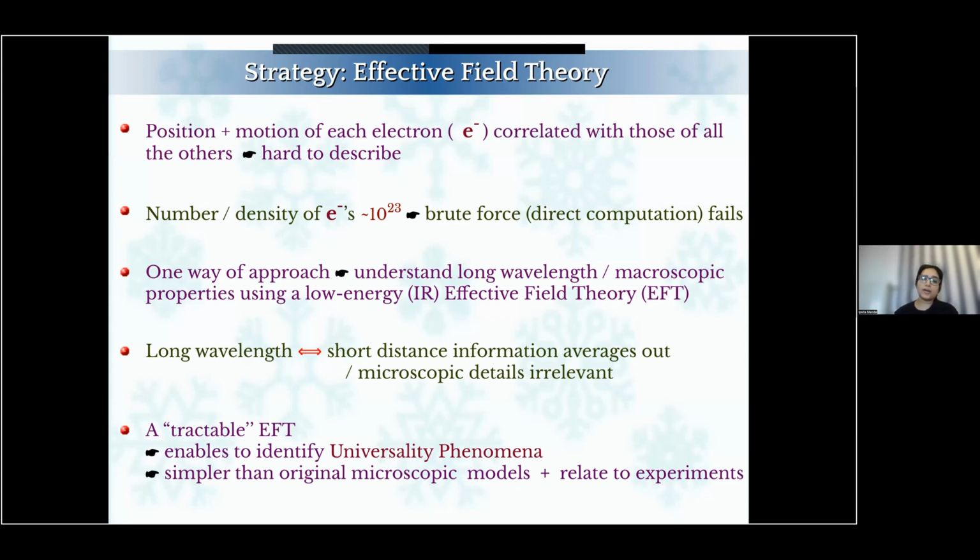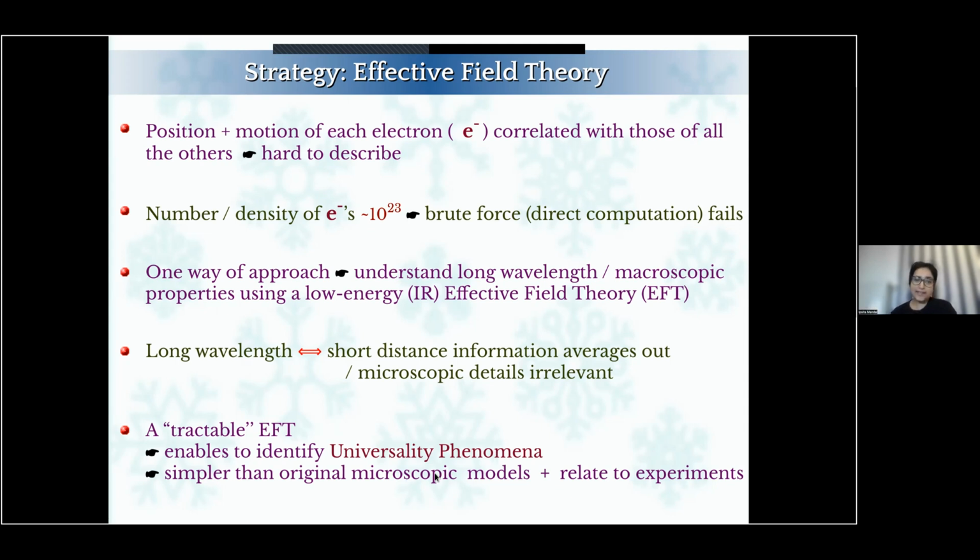Now, when we are talking about long wavelength, it means that the short distance information averages out, or the microscopic details of the systems are irrelevant. And many systems show similar behavior in this long wavelength limit, by which we can divide them into universality classes. Now, if we are fortunate enough to find a tractable effective field theory, or formulate an effective field theory, then that is very useful because then we will be able to identify universal phenomena, like the universality classes or the critical scaling values and so on.